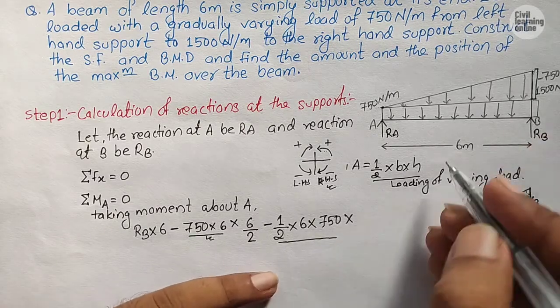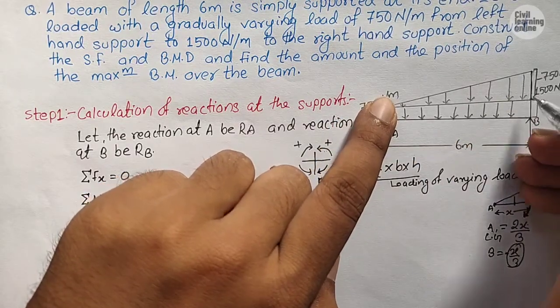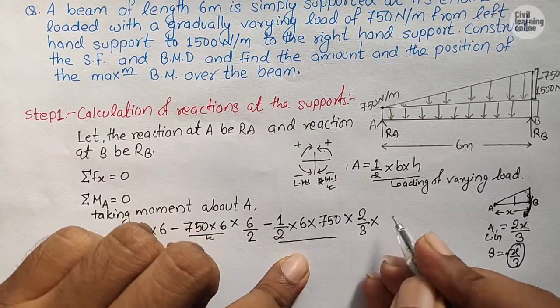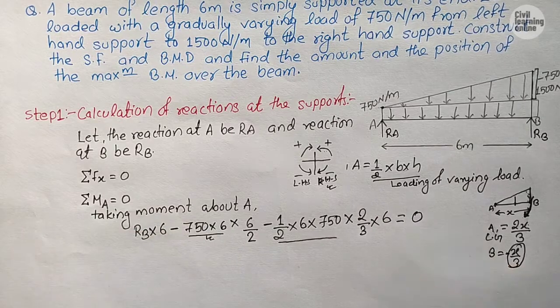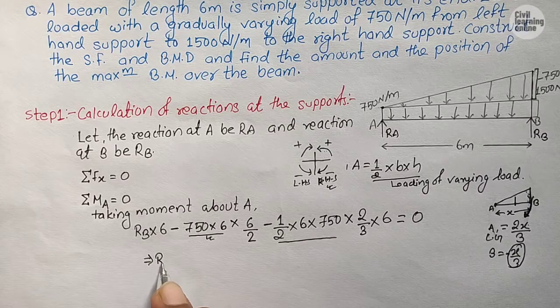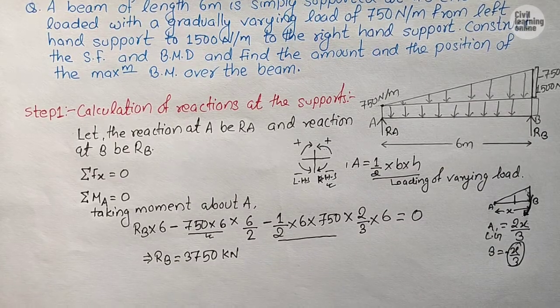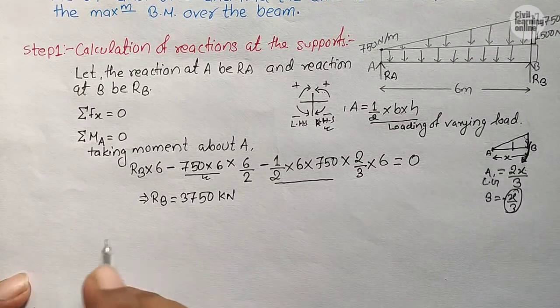Now we are taking moment about A, and this is our heavier portion, so it will be given as 2 by 3 into whole span 6 meter equals 0. So on solving this we will get RB equals 3750 kilonewton.